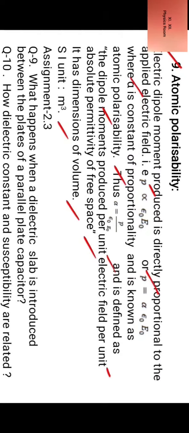And now assignment 2.3 continued. Question number 9. What happens when a dielectric slab is introduced between the plates of a parallel plate capacitor? Question number 10. How are dielectric constant and susceptibility related? Derive the expression. Question number 11. Define atomic polarizability and give its SI unit.